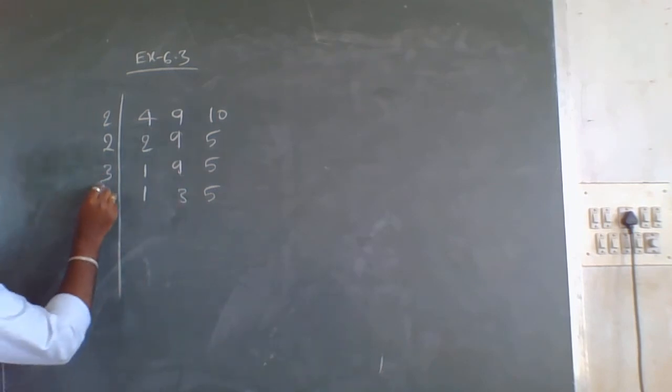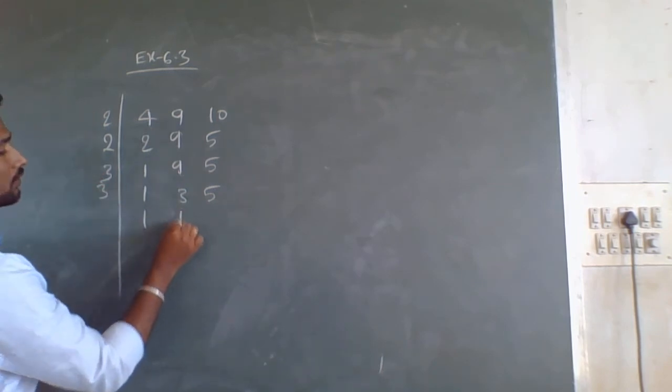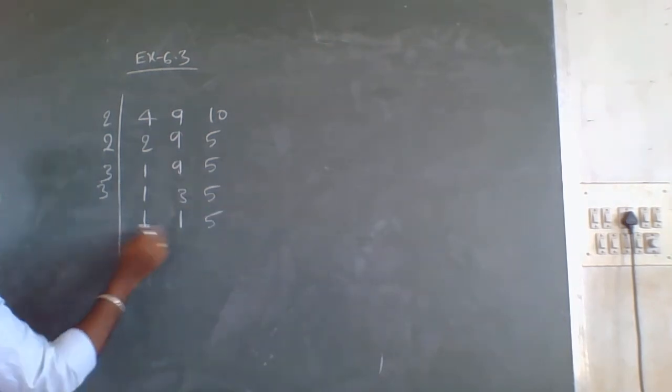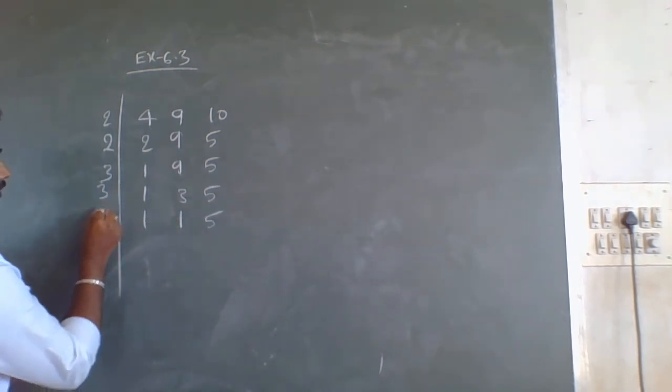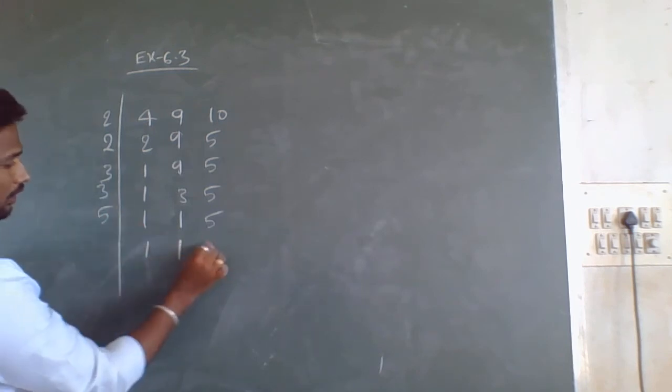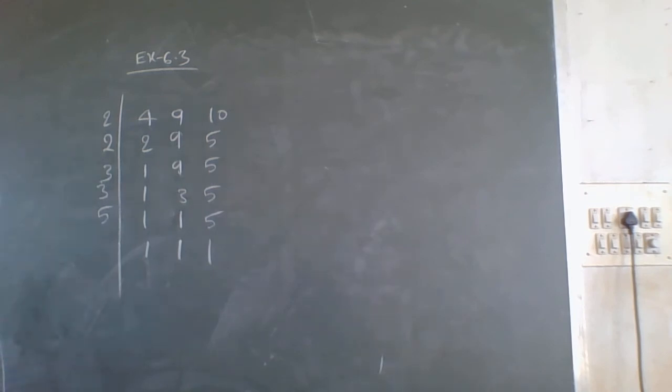Next it is 3, so again 3 1 the 3. And for 5 I will write it as it is. Next, remaining is 5 only, so I will consider 5 now. So 1 1 and next 5 1 the 5.